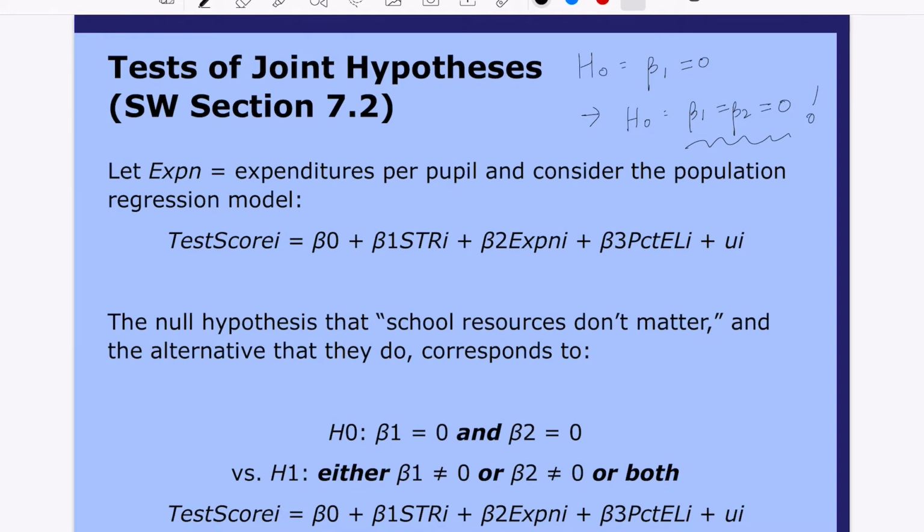So let's add expenditure, right? So the new variable is the expenditure per pupil, and consider the population regression model has changed. Now we have 3 regressors to represent test score, right? So the null hypothesis that school resources don't matter and the alternative that they do correspond to which one?